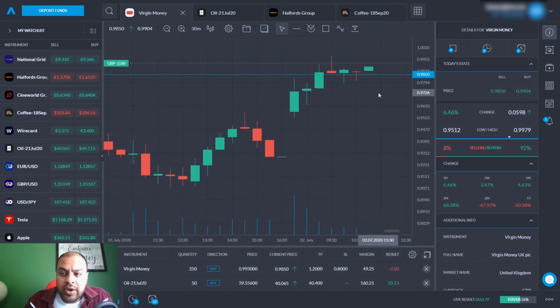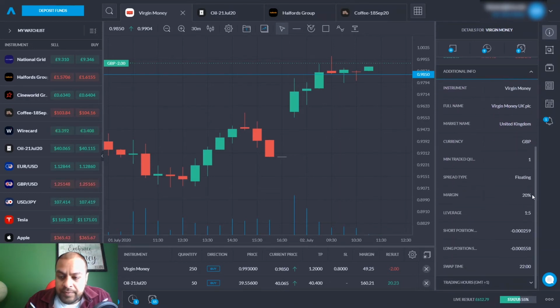Another thing you need to be aware of: if you go to the instrument panel and scroll down, the short position and the long position. It's called the swap. It's the cost of overnight funding. So if you hold it per day, this is how much they're going to charge you if you bought. So you're going long, they're going to charge you that much, 0.000558 pence per share. It's a very, very small amount.